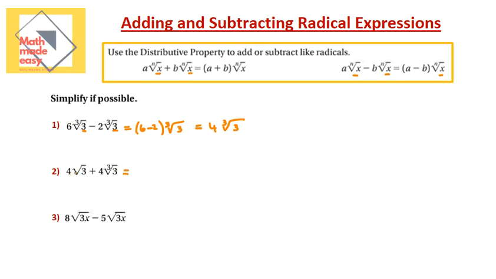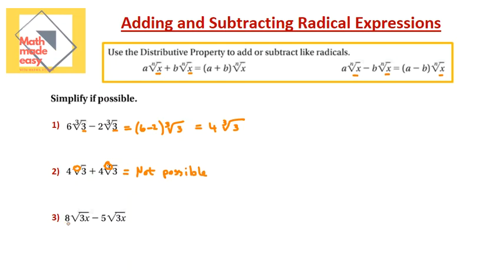It says 4 square root of 3 plus 4 cubic root of 3. Now as you notice here, we have different index. The index here is 2, the index here is 3. If they're not the same, then there is nothing you can do. So simply it's not possible for you to add.